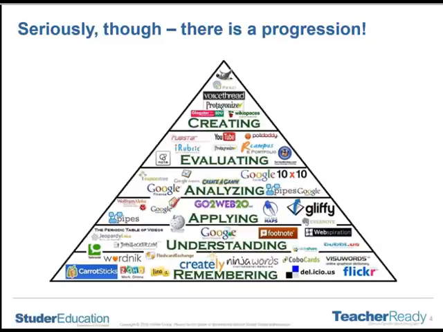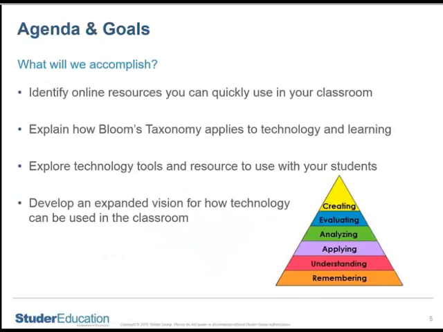So with that said, I want to go through our agenda and goals real quickly. Here's what I hope we'll accomplish today. Identify some resources that you can quickly use in your classroom. Really think through how Bloom's taxonomy applies not just to learning, but also to how we use technology and how that enables students to learn and at what levels. Look at some technology tools and resources that we can use with students. And then finally, help you start developing an expanded vision for how you might go, at some point in time, beyond basic technology integration in your classroom if you want to really begin transforming your approach with it at some point in the future.